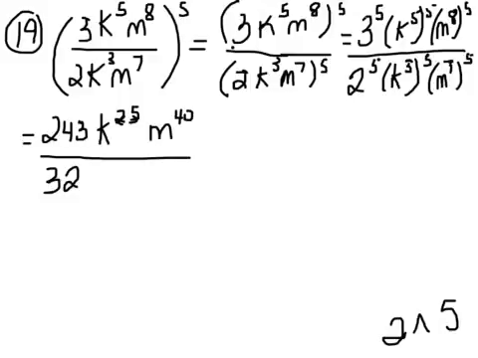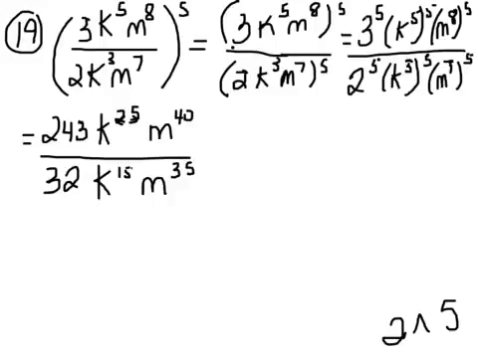Okay. Now, I've got k cubed, but it's raised to the fifth power. So I'm going to multiply my exponents. 3 times 5 is 15. So I write my k down, and I write my 15 down. And then on my m's, I'm going to write my m down, but I've got a power raised to a power. So it's m to the 7th raised to the fifth power. 7 times 5 is 35, so I multiply the exponents again.